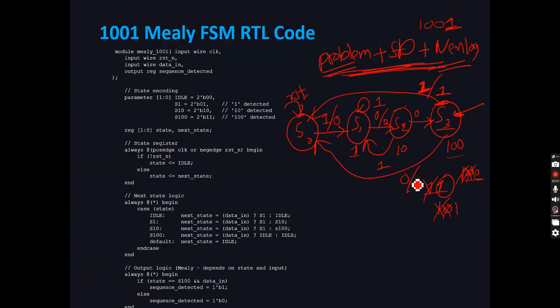But output is 0 only. See, this is the simple FSM of Mealy. So based on this FSM state diagram, we are going to write the code here. See what happens here. The number of states in Moore are 5. Coming to Mealy, the states are 4 only.